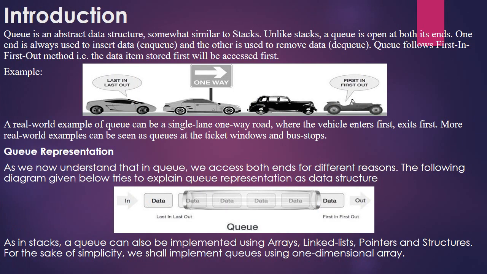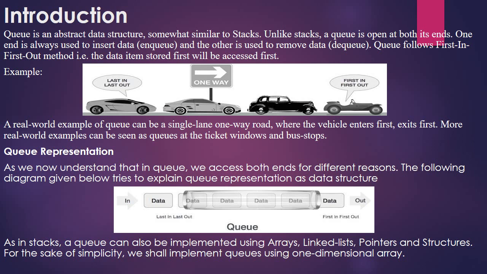So, queue. A queue is an abstract data structure which is similar to stacks, but in a queue it is open at both its ends. One end is always used to insert data, that is enqueue, and the other is used to remove data, that is dequeue. Queue follows the first in first out method, where the data item stored first will be accessed first.